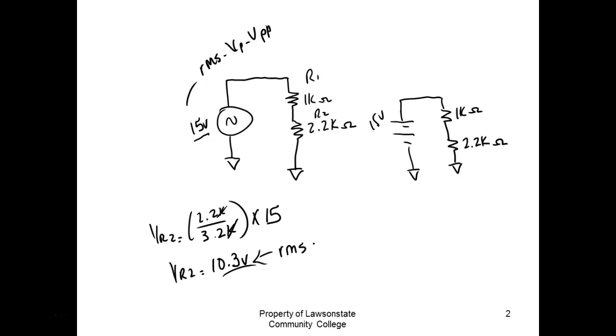Y'all understand that? So all my answers are in peak to peak. So what would I do? Well, I would take this answer. I'd say my V peak to peak would be equal to 2 times, right, 10.3 divided by 0.707.